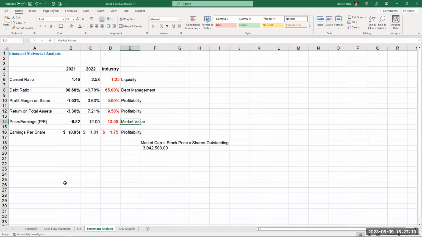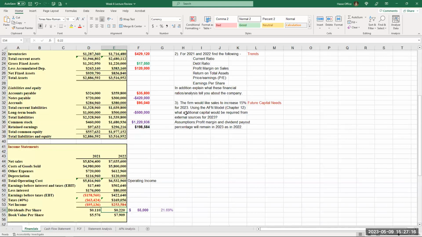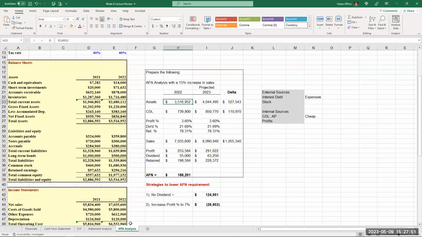Now, in our lecture video on Friday, we're going to go to the next step further. We're going to answer this question here. What would be the projected amount of capital needed to increase sales by 15% in 2023? How much additional assets, how much additional debt, how much additional retained earnings or profits can fund if sales increase by 15%? And that's called the AFN, or percent of sales analysis. And that is this tab right here. And we'll talk about this in our Friday video.